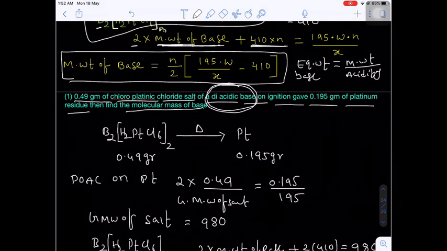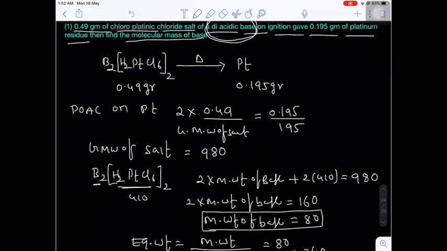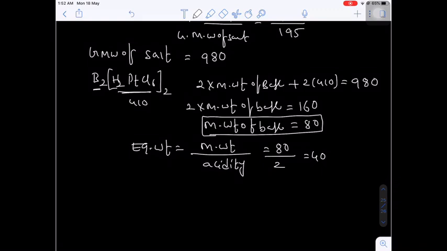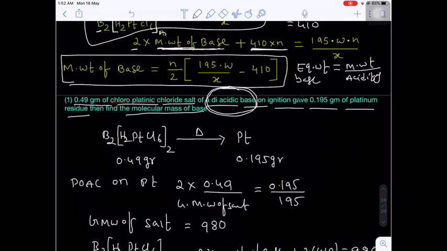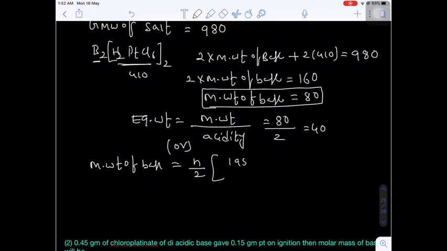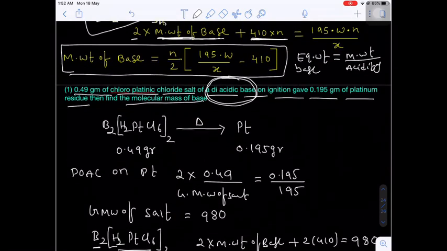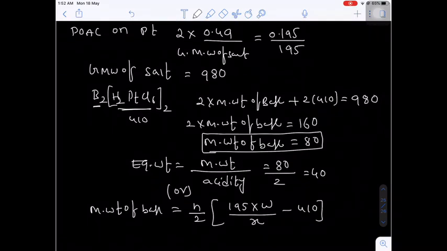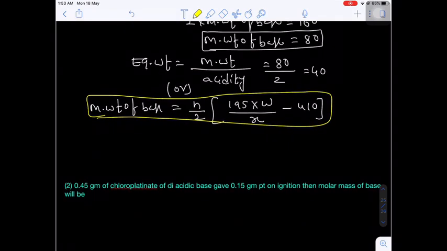Suppose if you know the direct formula, we can easily find it. What is the formula here? Molecular weight of base, alternatively, directly we are using the formula n by 2 into 195 into W by X minus 410. This is the direct formula, yes or no? Yes, by using this formula we can directly calculate the molar mass of the base.